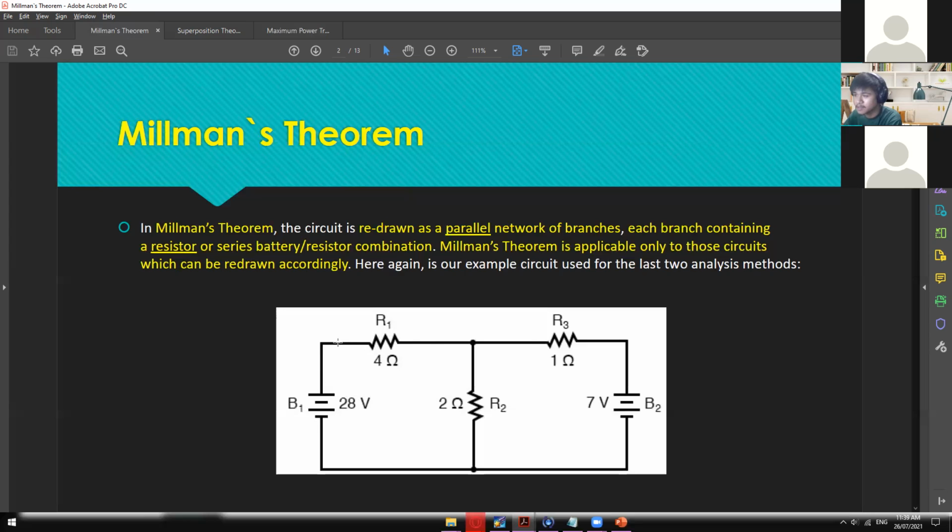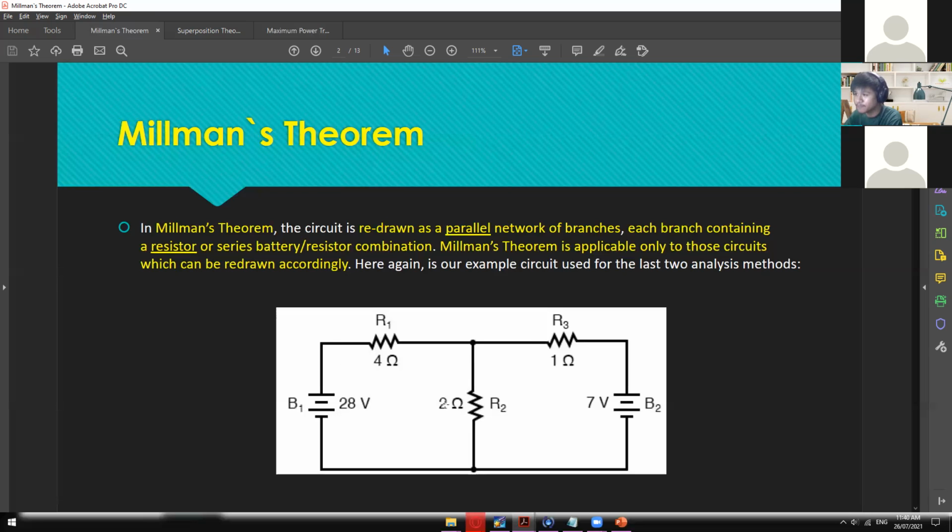Okay, so that's one. If you have this one and then more branches that have a battery and a resistor, then better. But there are also some cases wherein there is no battery, like on R2, it doesn't have a battery. Just take note that there must be at least two branches that have a battery and a resistor. If there is only one, then you cannot apply Millman's theorem. So this is already the minimum count of components that you can have if you're going to apply Millman's theorem.